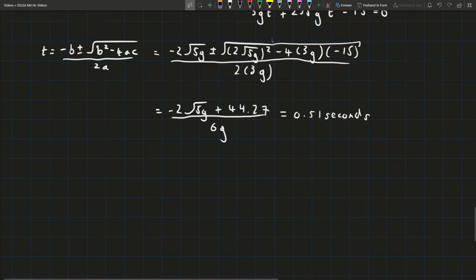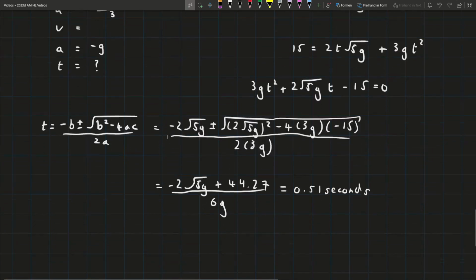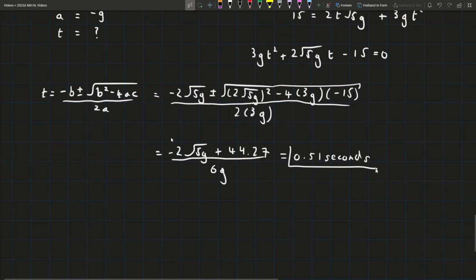This actually isn't what is in the marking scheme, but I looked through it, and I think there might be a mistake in the marking scheme, because I think they had sine theta as root 5 over 2, but sine is opposite over hypotenuse. There's no way that's possible, so unless I did something wrong, which you could point out in the comments, that is the answer.